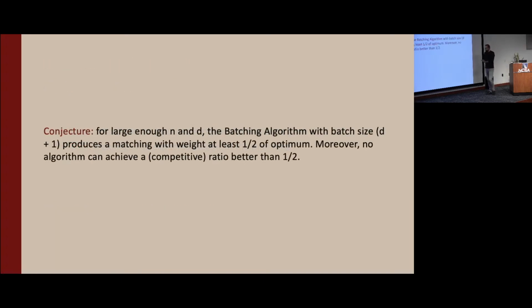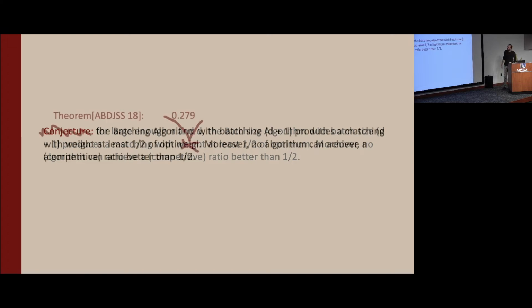So here's our conjecture: for large enough n and d, the batching algorithm with batch size d plus 1 produces a matching with weight at least half of the optimal. And no algorithm can achieve a competitive ratio better than half. So essentially, as far as competitive ratio is concerned, this is the best you can do. That's a nice conjecture.